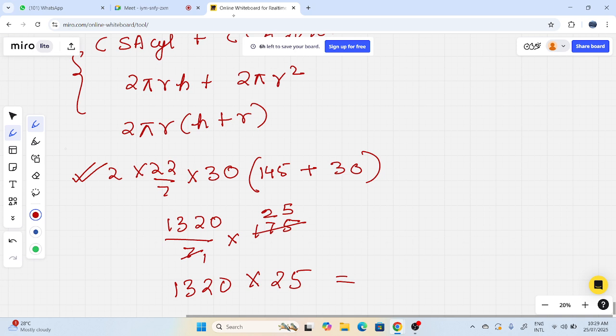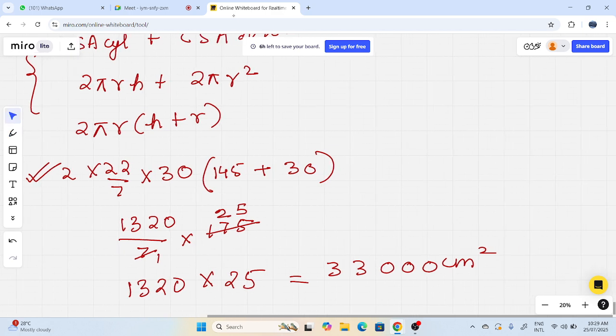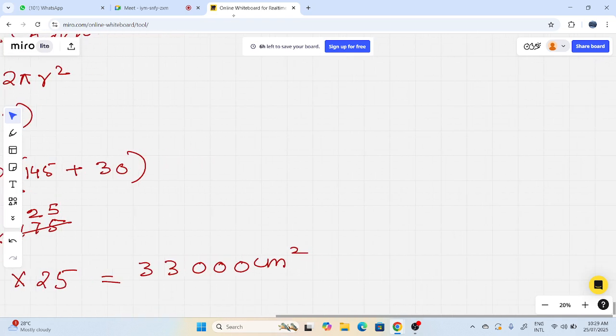1320 into 25 is 33000 centimeter square. You are converting it into meter. So if you are converting it into meter, it is centimeter square, so 2 times, centimeter into centimeter. I need to divide it 2 times by 100 because it is centimeter square, Ma'am.